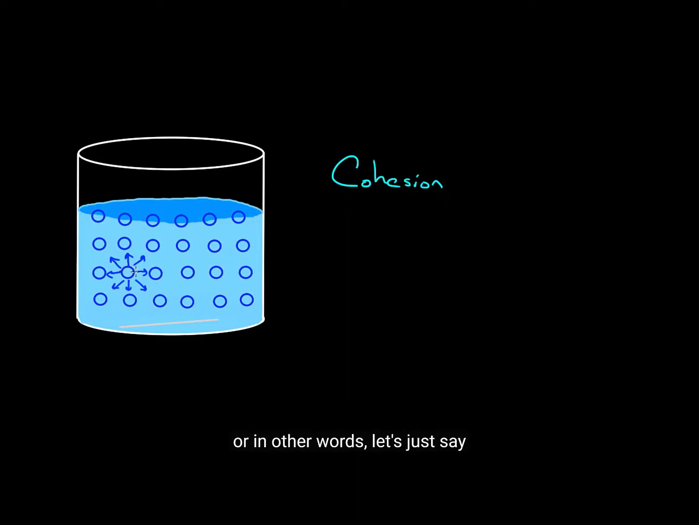Or in other words, let's just say it got pulled toward this molecule. Well, it's also getting pulled to the left by all of this. By this one's pulling it back to its original position. This one's pulling it back to its original position because there will be a component of that force that'll point in the direction of its original position, as well as this one to the left.